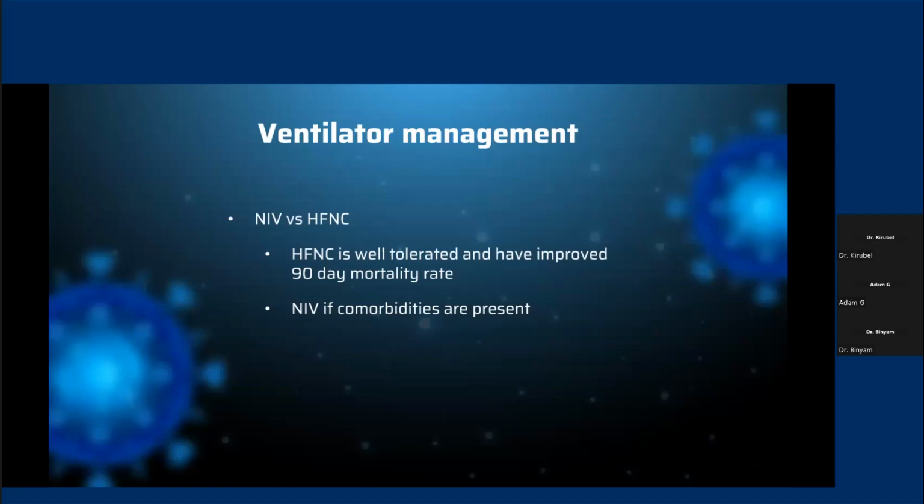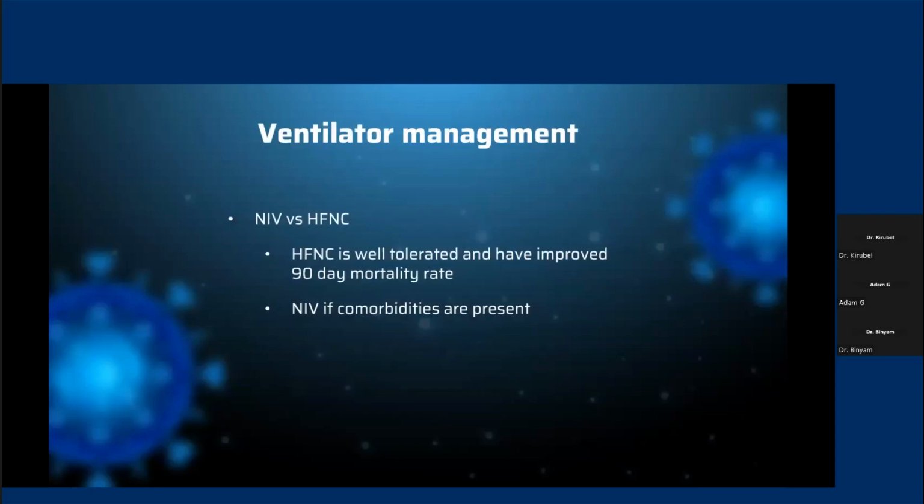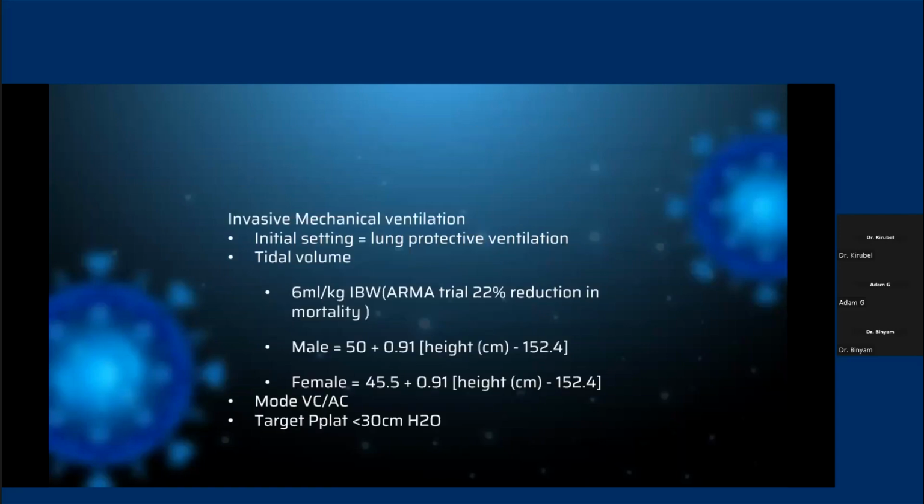If you put the patient on non-invasive positive pressure ventilation, the patient will not be as comfortable with that one. Okay. So non-invasive ventilation, if the patient has concomitant comorbidities, that's where you use non-invasive ventilation, such as CPAP and BiPAP. Okay. And if you fail with this one, we should go and use invasive mechanical ventilation.